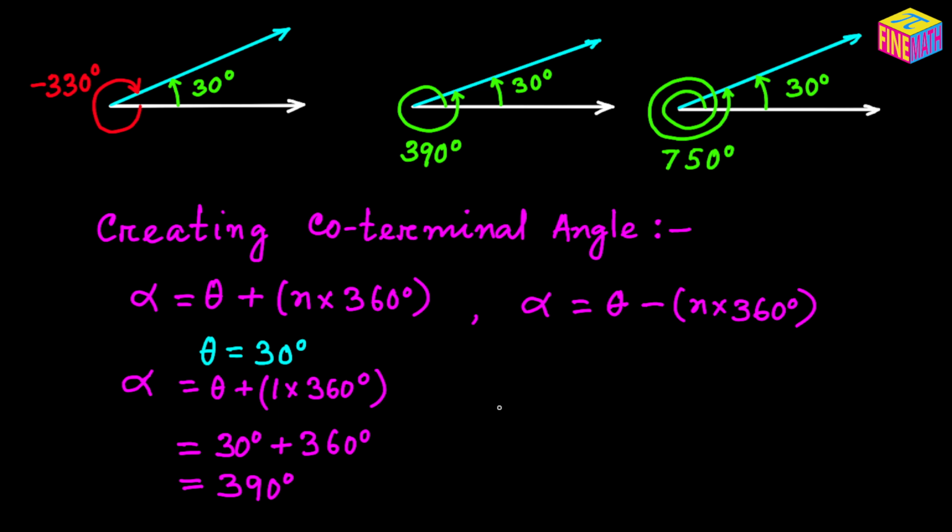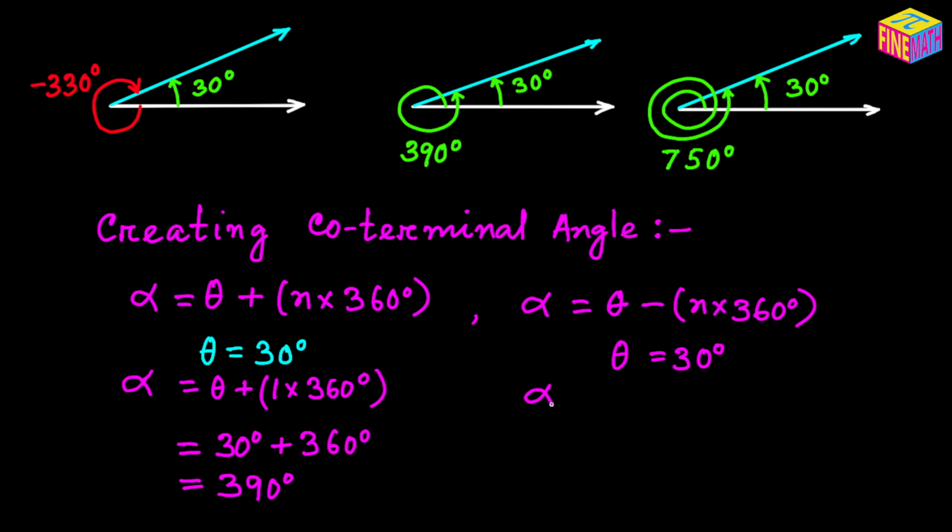Now, if you want to create a negative coterminal angle, what's the deal? Well, for a negative coterminal angle, again same story, you just subtract some integer multiple of 360 degrees. So for example, on the second part right here, let's also take theta as 30 degrees, and we want to find out what would be a negative coterminal angle for 30 degrees, and we can easily calculate it.